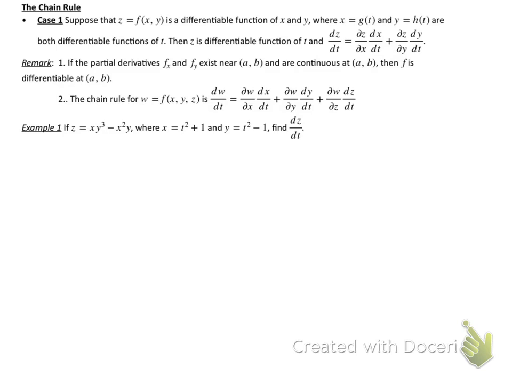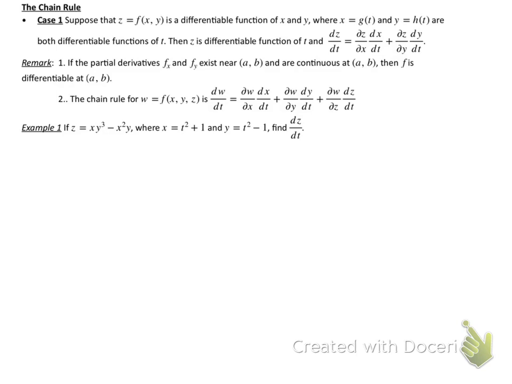So say f is a function of two variables, x and y, and we call the dependent variable z. So z equals f of x, y. And x and y are actually both functions of only one variable, t. Okay, so x equals g of t and y equals h of t. Then z actually only depends on t.